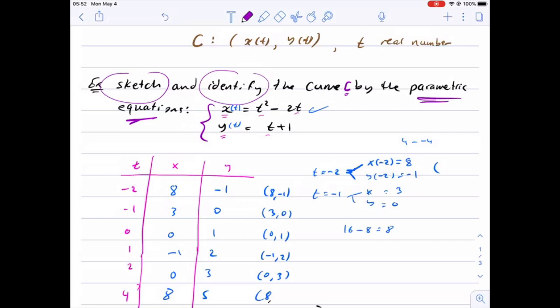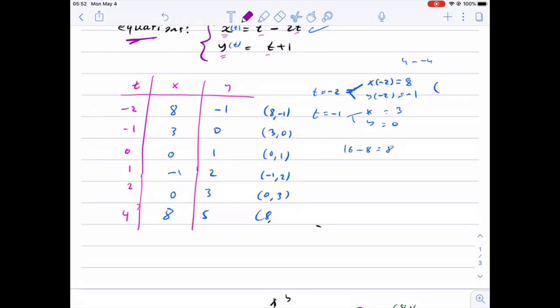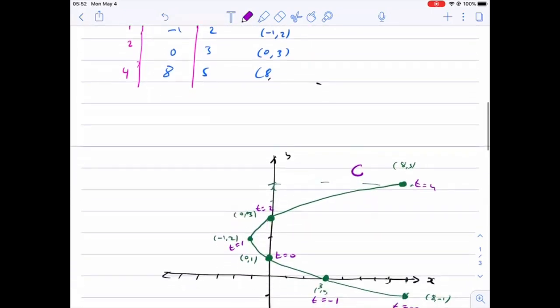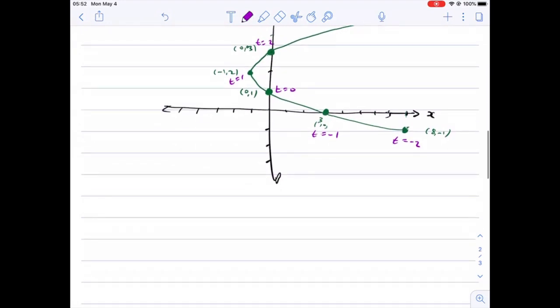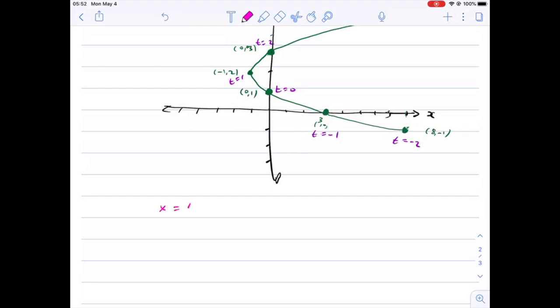By identifying this, I mean to determine whether the graph represents a parabola, for example, a circle, or any non-geometric figure. So how to do this? We know that the parametric equations were written as x equals t squared minus 2t and y equals t plus 1. Now it's easier to start from this. Let's write this in terms of t to find t.